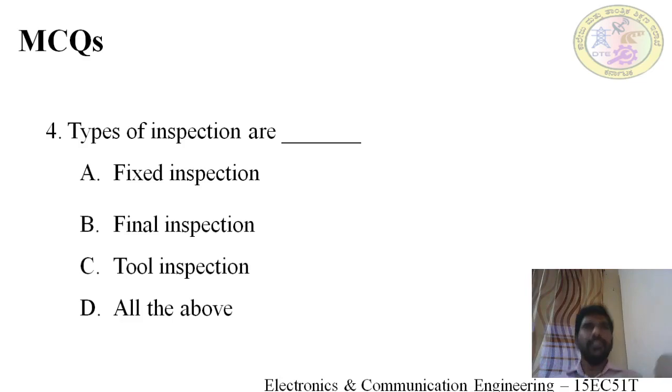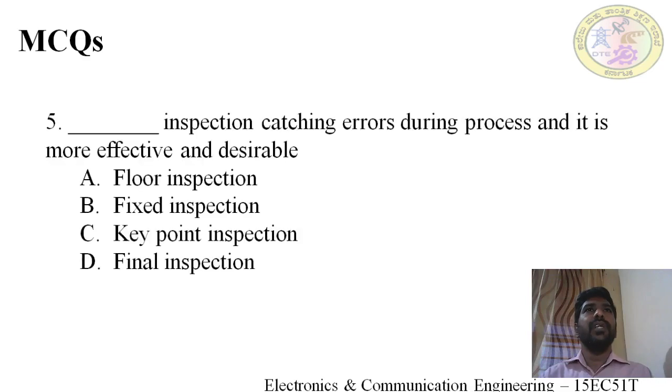The right answer for this question is all the above. There are different kinds of inspection. These are all mentioned in our syllabus. And question number 5, dash inspection catches the error during the process and it is more effective and desirable. A, floor inspection. B, fixed inspection. C, key point inspection, and D is final inspection. Pause the video and try to find the answer for this question.